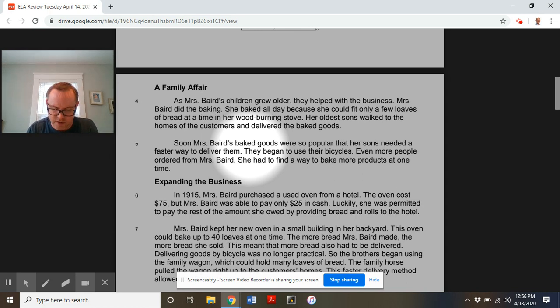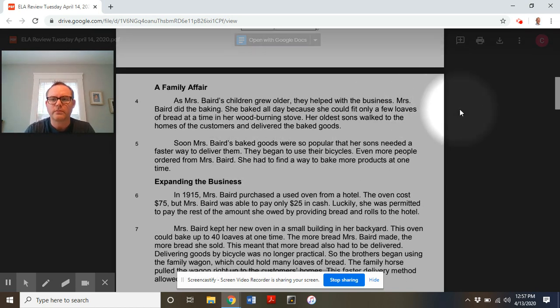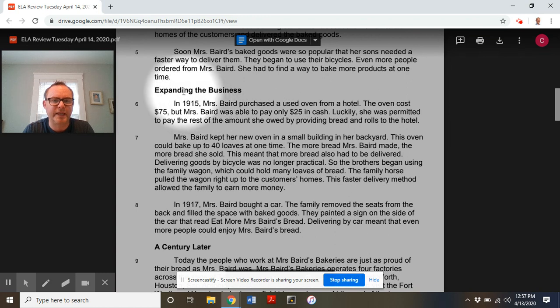Expanding means getting bigger, right? And then we know that business is the job. Mrs. Baird's job, the business, is all about baking and selling bread. So if you expand the business, what does that mean? I think it might build on this idea of being even more popular. Here we go, friends. Expanding the business.